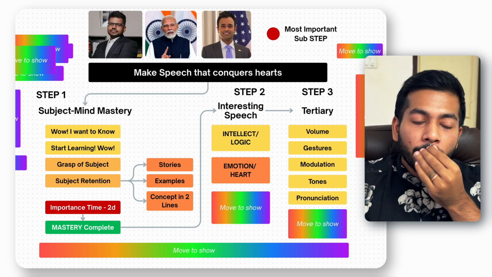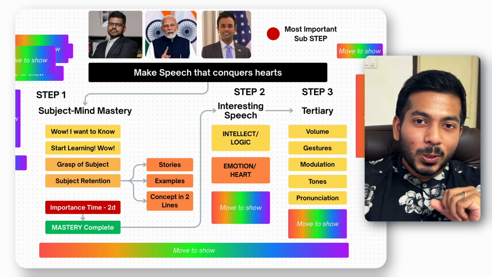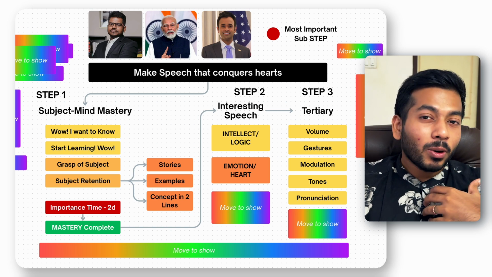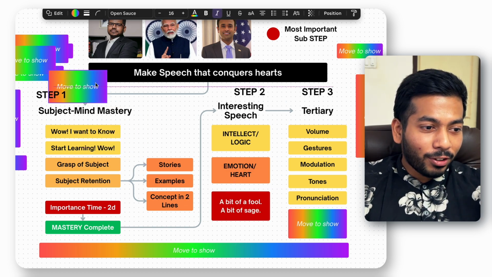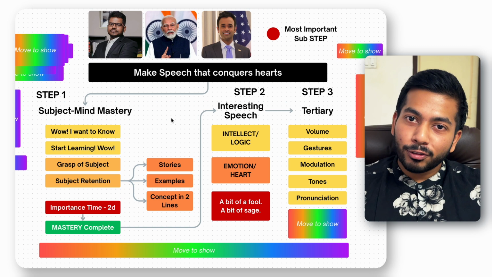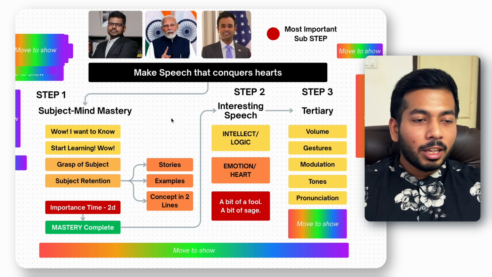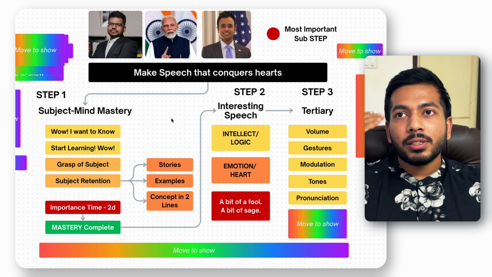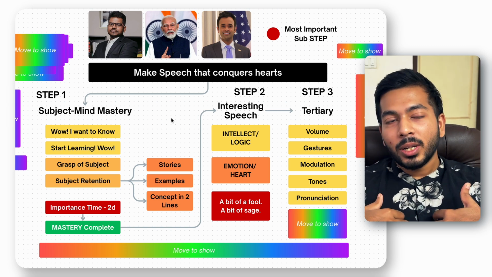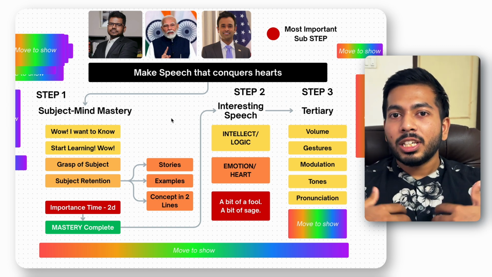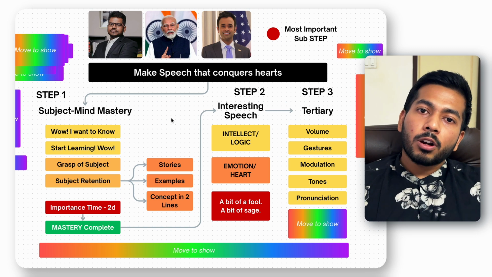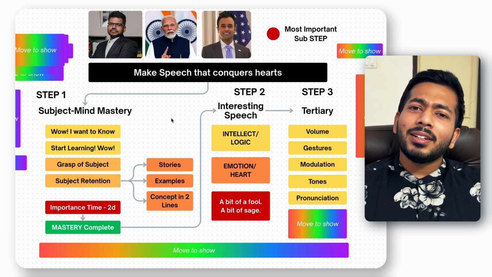So, to put it simply, I've put it into a very easy phrase which can make you understand what I'm talking about. The phrase is a bit of a fool, a bit of a sage. So, if you look at how our minds and hearts work, you will understand that a lot of times, if you are very emotional about a particular subject, you don't even need logic.